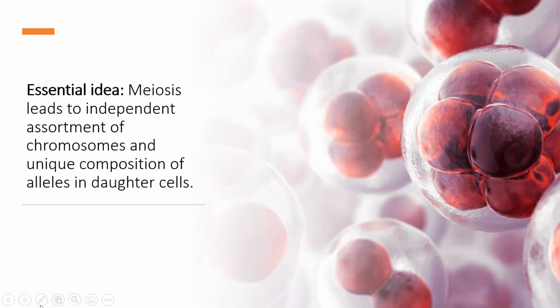Okay, so the essential idea of this subtopic is that meiosis leads to the independent assortment of chromosomes and the unique composition of alleles in daughter cells. So when you think about our previous topic on genetics back in topic 3, we looked at that whole concept of independent assortment and how each gamete has a different assortment of chromosomes due to the processes during meiosis. So we're just going to look at that in a little more depth.